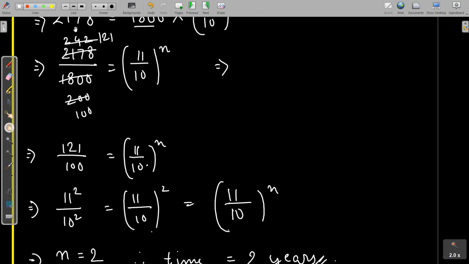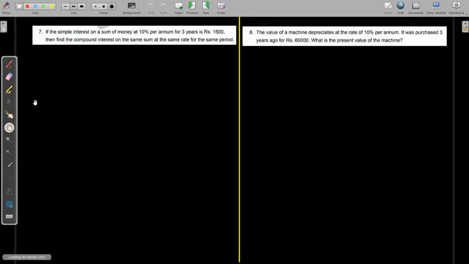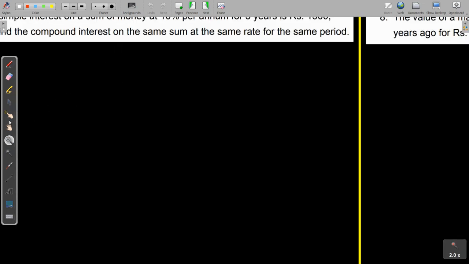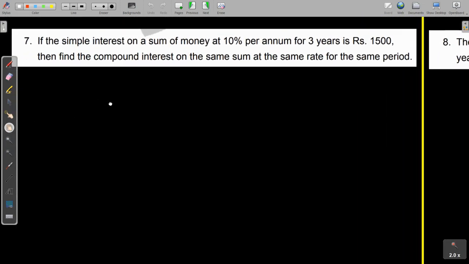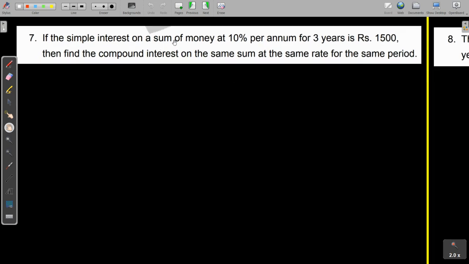Now let's move to the next question. It says, if the simple interest on a sum of money, okay, we don't know the principal again, at 10% for this is this much, then find the compound interest. So we are going to again take, we don't know the principal, we know the rate.